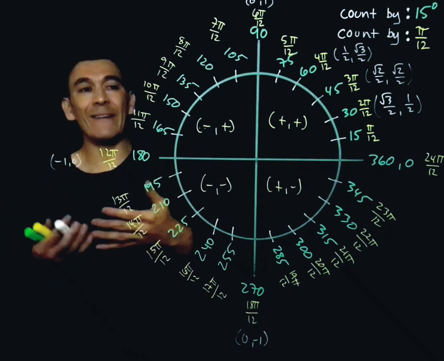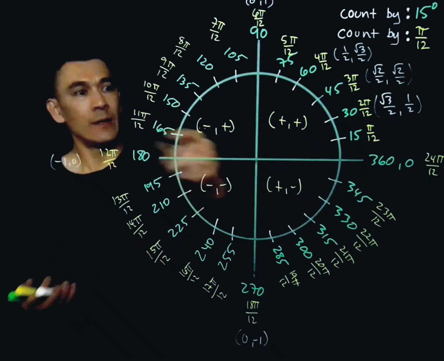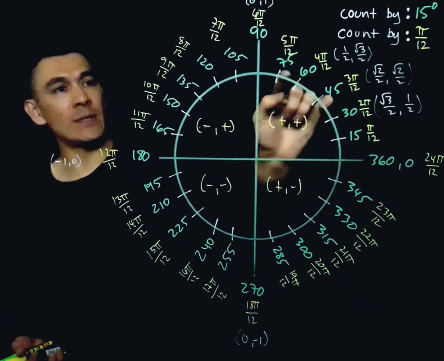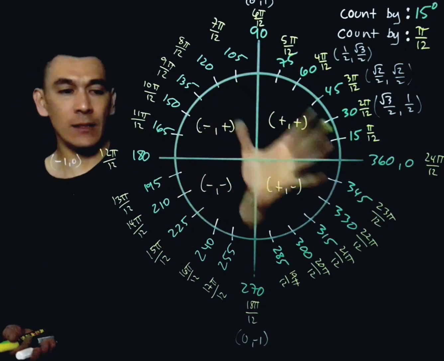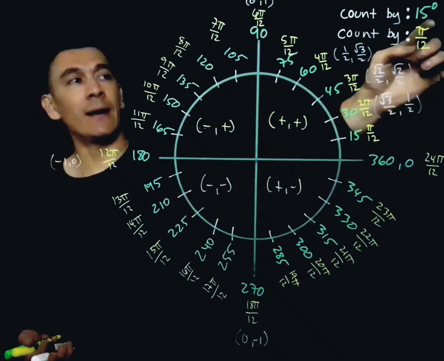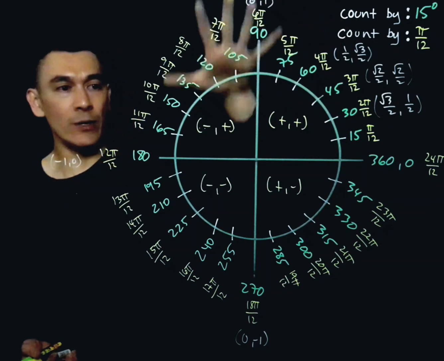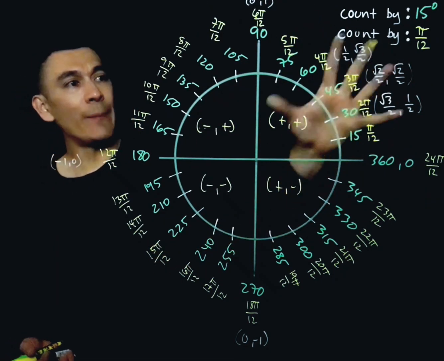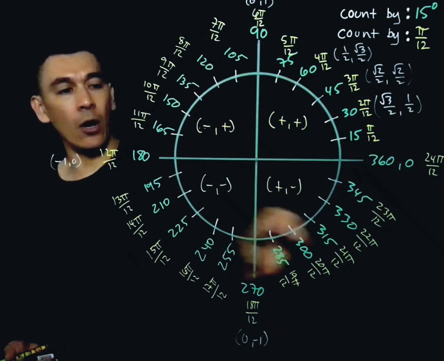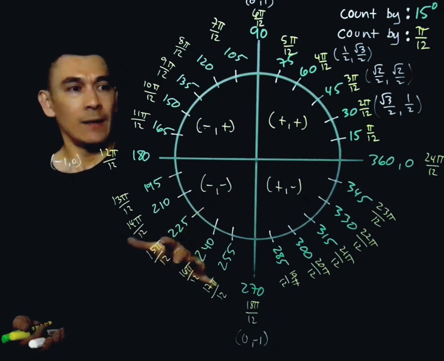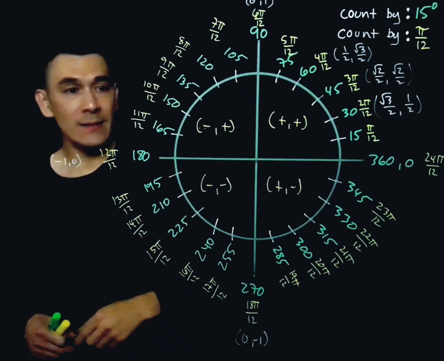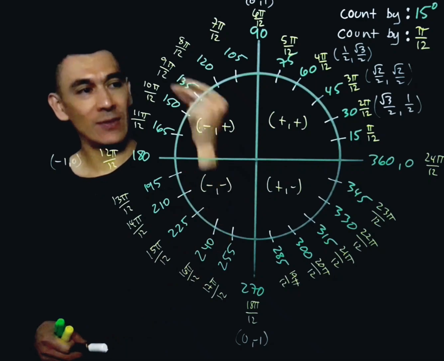I'm sure you'll be more efficient in terms of you probably won't have to label these ones if you don't want, but it's a good, safe process. Counting by 15s and then counting by pi 12ths. Reduce the radians, copy and paste the signs in all of the quadrants. And with enough practice, you'll be able to do this in a heartbeat.